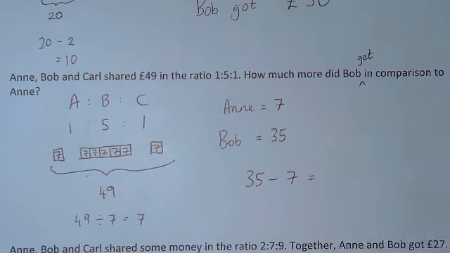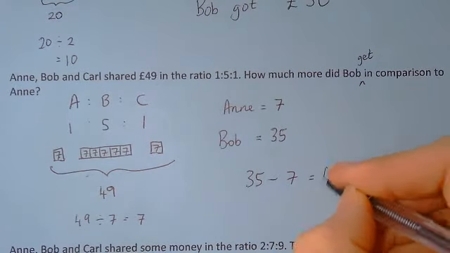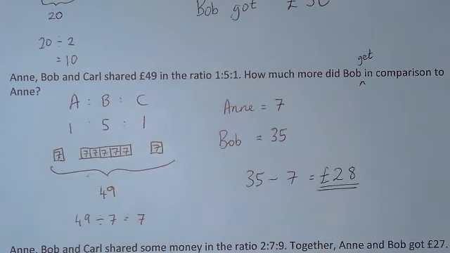So how much more did Bob get? What's the difference between them? That's what we want to know. £28. That's how much more Bob got.